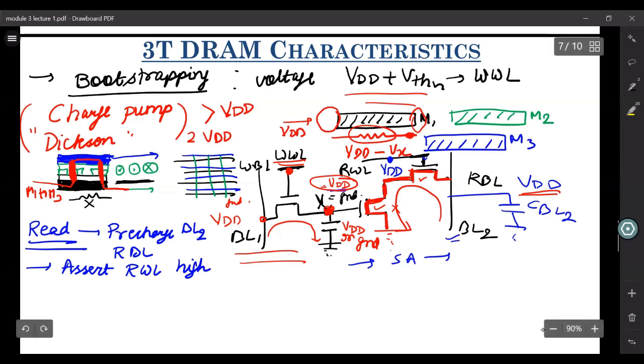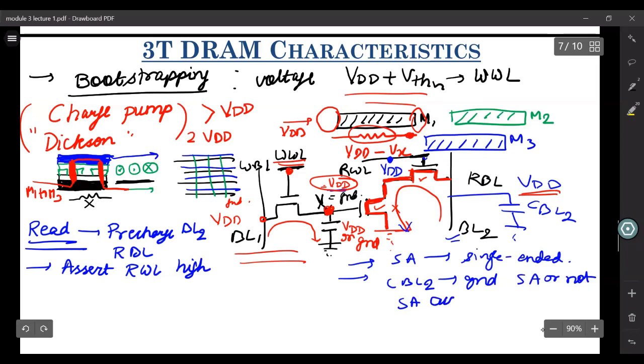However, you only have this BL2 which is changing over here. So your sense amplifier has to be single-ended. So your sensing here has to be single-ended. However, here also if you notice, it's not required for functionality. So even if the sense amplifier were not there, this NMOS over here would be turned on, it would be draining this charge continuously, and it would drain this CBL2 to ground, irrespective of whether you have a sense amplifier or not. So the sense amplifier here also has the role of just accelerating your read process.